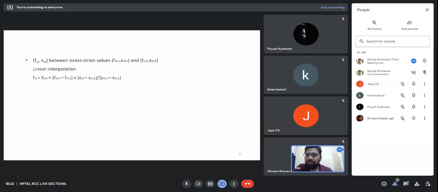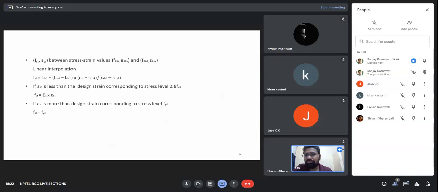So here I have shown you three important points which I have already explained in the previous slide: when you have a stress strain curve of steel, you have a linear zone, then a non-linear zone, and then the constant zone. I have told you the question asks you to find a stress value corresponding to a particular strain value.